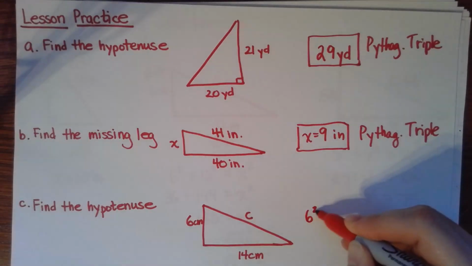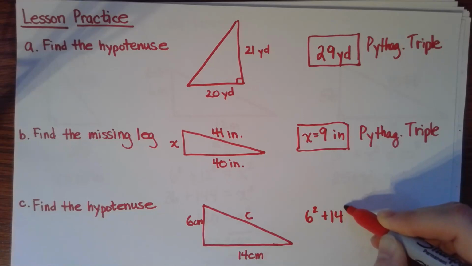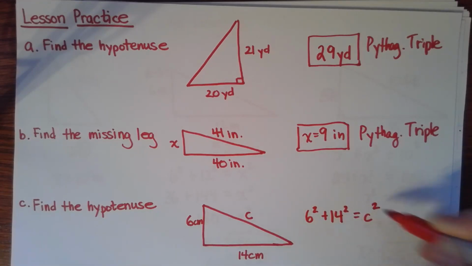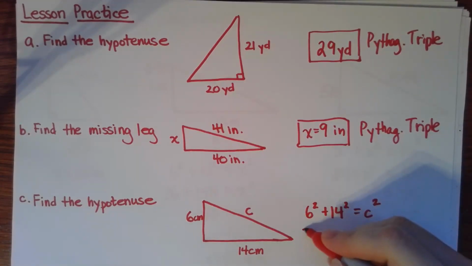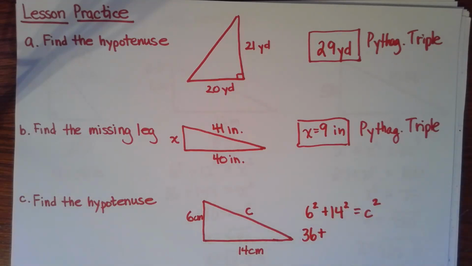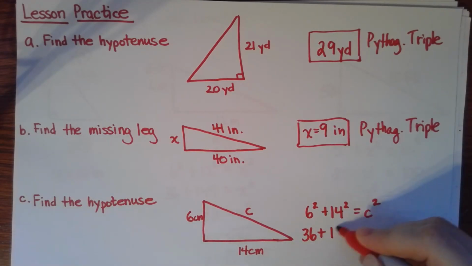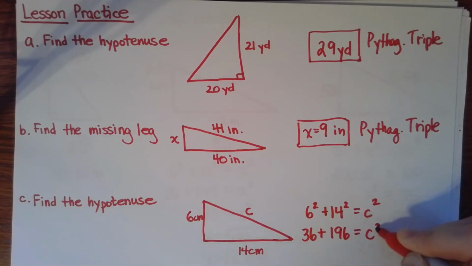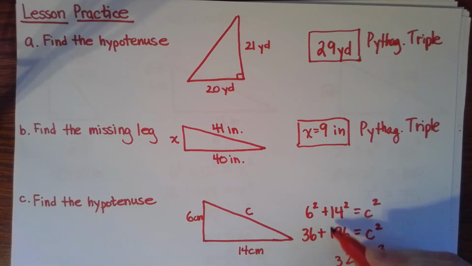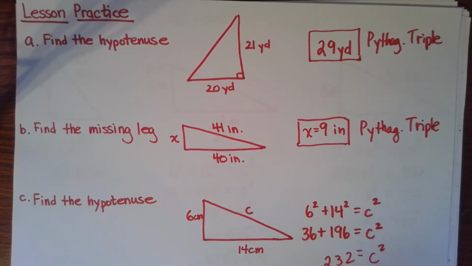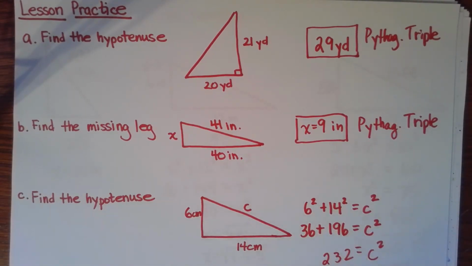So 6 squared plus 14 squared equals c squared. Let's see, 6 squared is 36. 14 squared is 196. Okay, so when we add those, that's 232. Okay, and let's see, so that means c is the square root of 232.